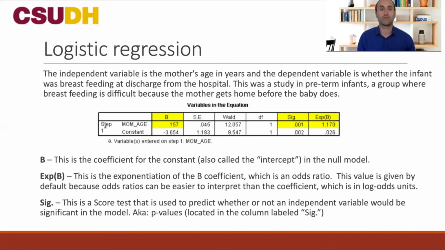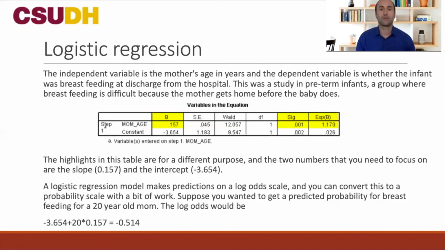This value is given by default because odds ratios can be easier to interpret than the coefficient, which is in log odds units. The significance value, the Sig, is the score test that is used to predict whether or not an independent variable would be significant in the model. It's really similar to the p-values that we use in OLS regression. So in this table, the two numbers that you need to focus on are the slope, 0.157, and the intercept, which is negative 3.654. A logistic regression model makes predictions on a log odds scale, and you convert this to a probability scale with those steps previously outlined.